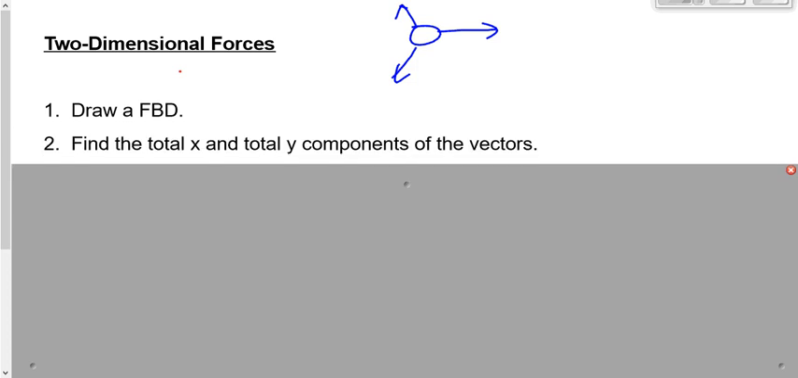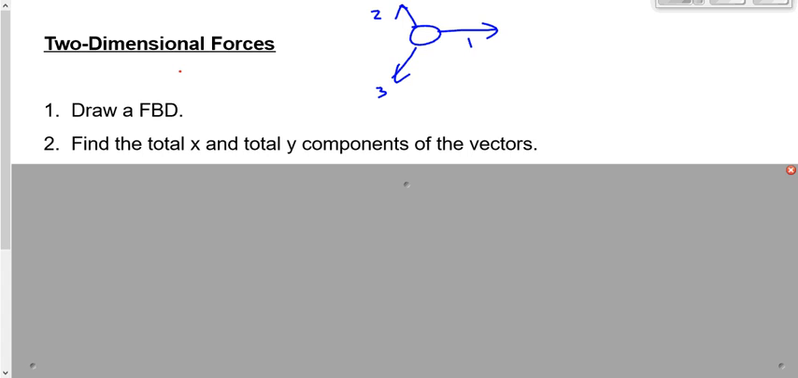Number 2, if they don't cancel out, then find the x and the y components of the vectors. Find the x and the y components of all the vectors. The x component of this vector right here, vector number 1, easy. The x component of vector number 2 and the x component of vector number 3 here, not so easy because those are at funny angles. But we know what to do with that, right? We don't like funny angles. We take them off to the side, we resolve them into x and y components, and then we deal with it. So find the total x components and the total y component.